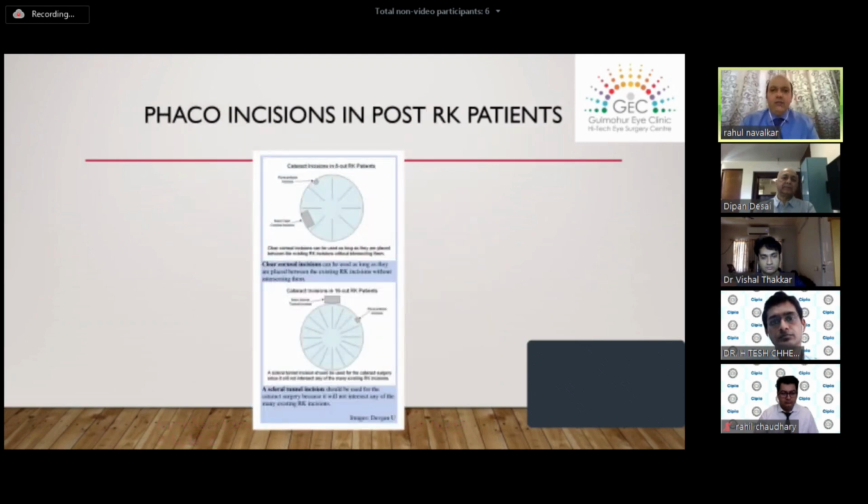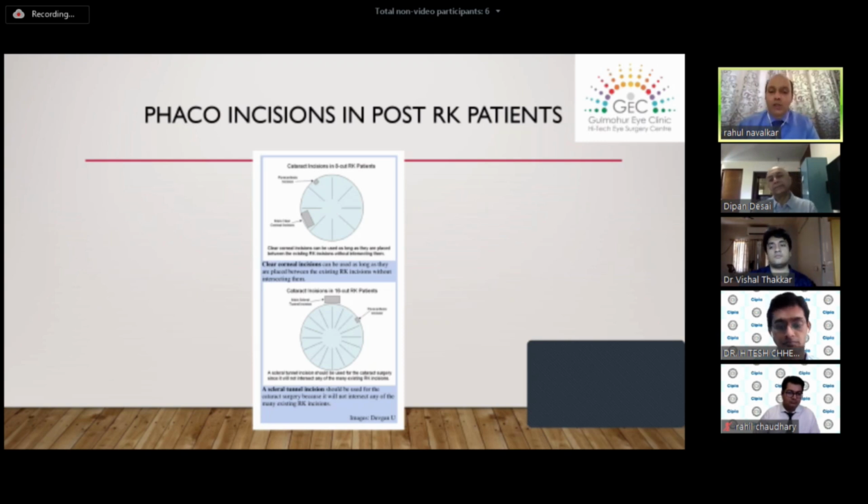When it comes to RK, it depends upon the number of cuts. Sometimes if there are fewer cuts, you can go clear corneal between the cuts and, as you can see here, avoid the RK cuts. You can make the paracentesis between one set of RK cuts and the main incision between another set. But when there are more cuts, it is always safer to go ahead with a scleral tunnel incision. Because of the high pressure in the anterior chamber, there is always a chance of blowout if they are very deep RK cuts. So you have to lower your parameters. You need to have a lower flow rate.